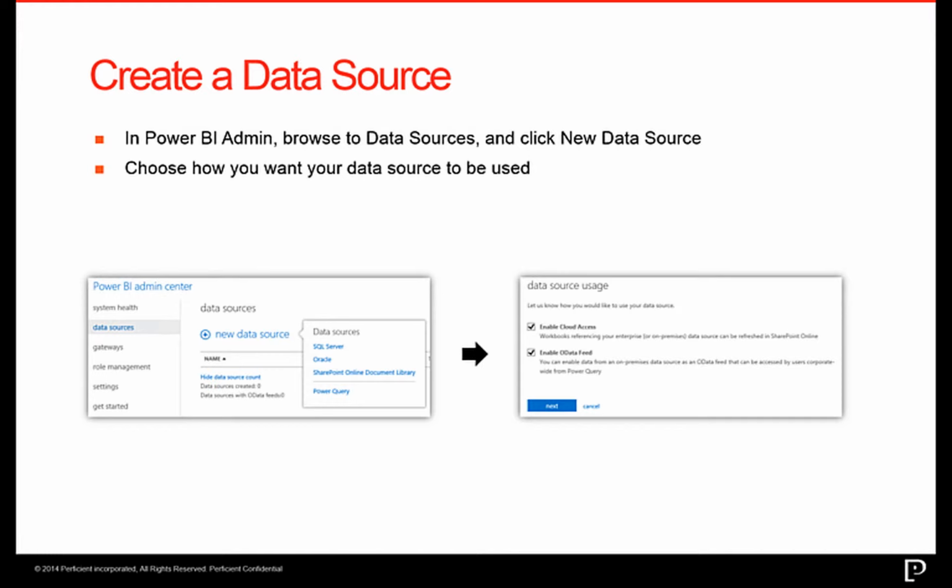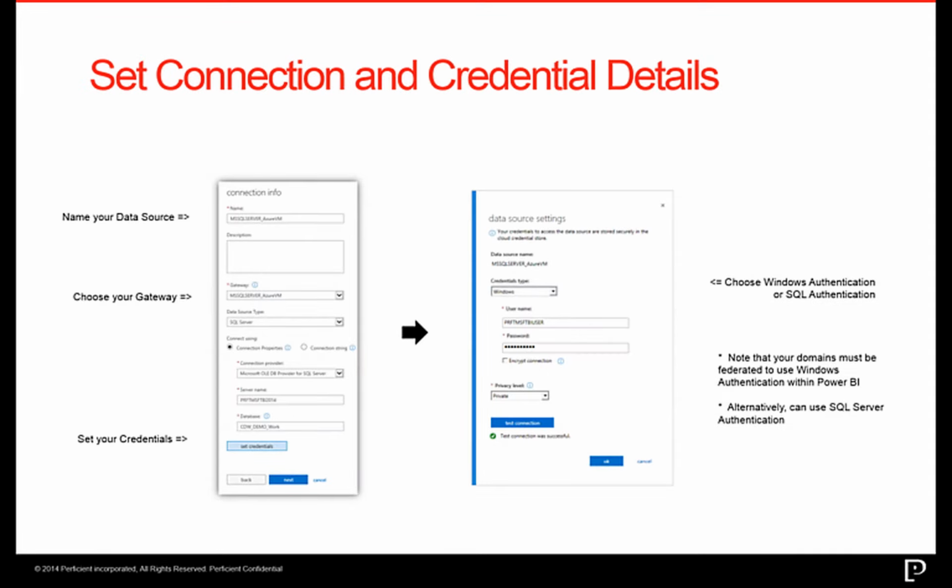Alright, now that we got our gateway all set up, go back over to Office 365 in the Power BI Administration section and browse over to Data Sources and click Add a new data source. Here you'll want to check Enable Cloud Access and/or Enable OData Feed, depending on if you want workbooks to be able to refresh and/or OData feeds to be able to connect to your data. The next screen will ask you to set some connection information, such as which gateway you want to connect through, what server you want to connect to, and which database you'd like to connect to. Click Set Credentials and enter either a specific Windows authentication credential set you'd like to connect through, such as a service account, or alternatively, a SQL Server authentication account.